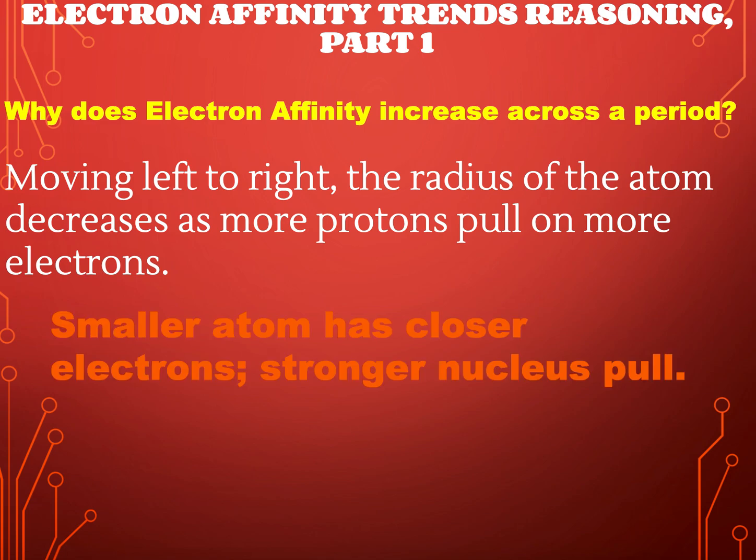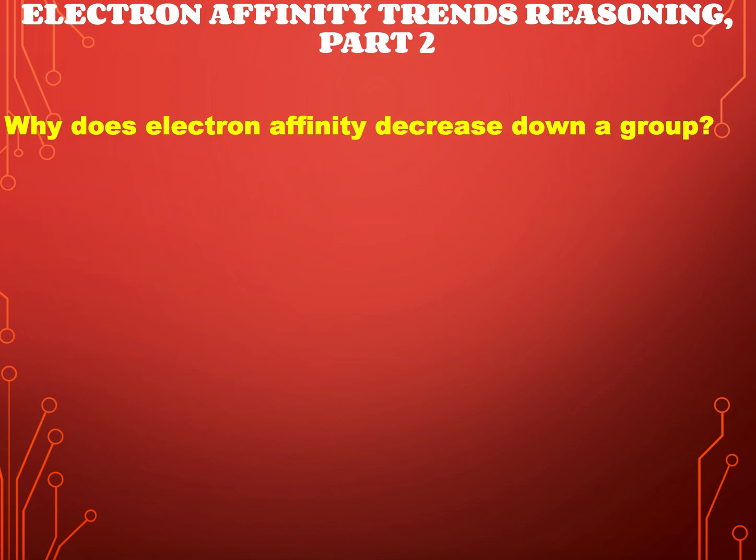Why? The same reasons as before. As you go across, atoms are smaller. The attraction is more. It's easier to add an electron. As you go down, the atoms are huge. The attraction isn't as strong, so it becomes a little more difficult to add an electron. Okay.